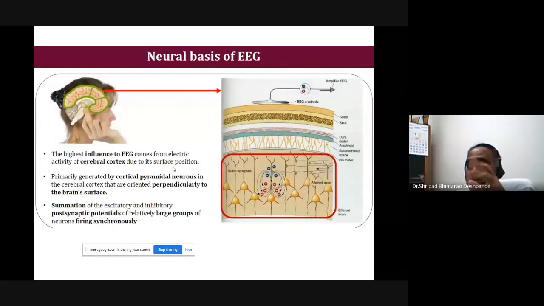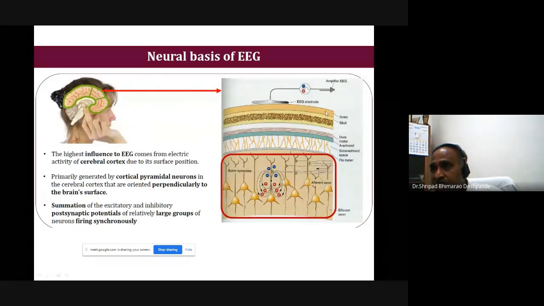Now, looking at a particular graph, you can see here the pyramidal cell layer. This pyramidal cell layer has projections to the outer layers. This is the 6th layer. Here you have the scalp, the skin, the skull, the dura mater, the arachnoid and pia, and the subarachnoid space.